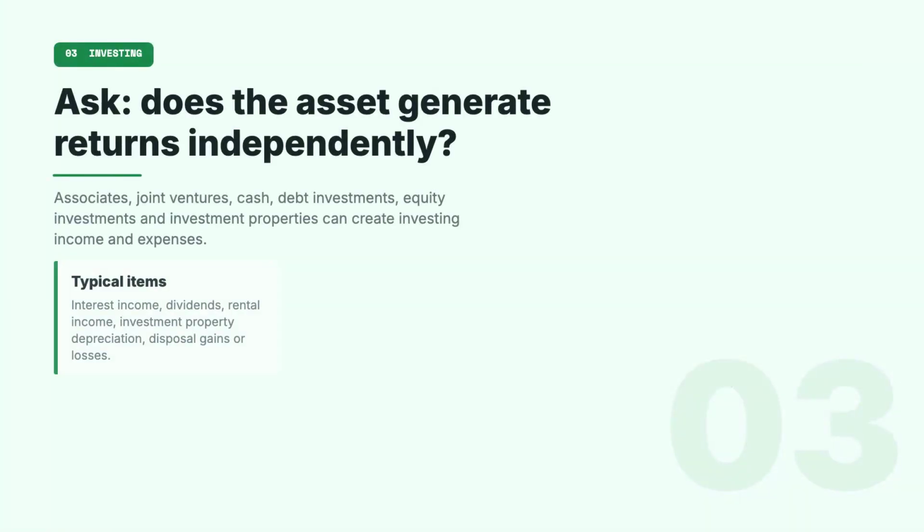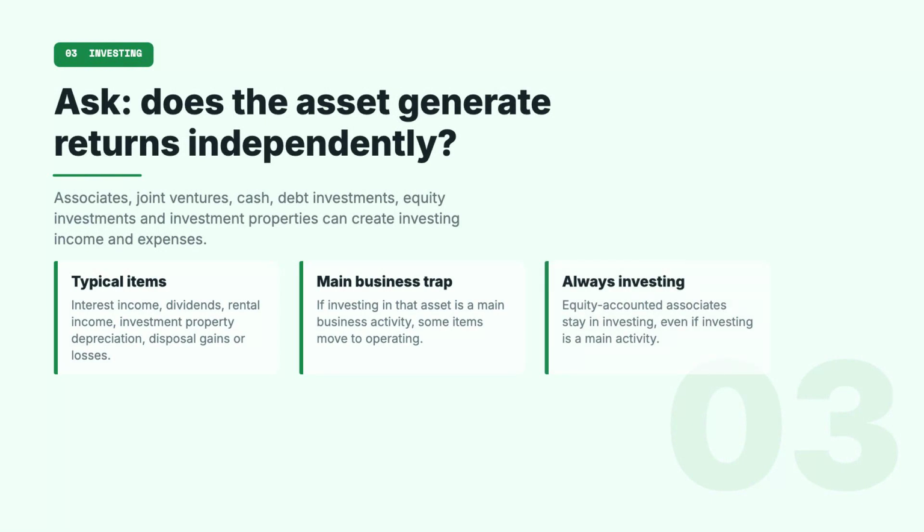The investing category is for income and expenses from assets that generate returns individually and largely independently of the entity's other resources. Think of investments in associates, joint ventures, unconsolidated subsidiaries, cash and cash equivalents, debt investments, equity investments, and investment properties. Typical investing items include interest income, dividend income, rental income from investment property, depreciation on investment property measured using the cost model, and gains or losses on disposal of investment property.